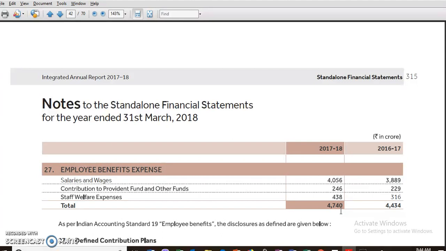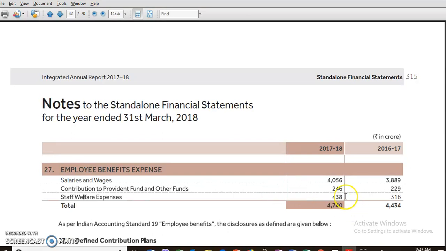Employee benefits and expenses here, they say, are divided into salary and wages and contribution to the provident fund. In some countries there may not be a provident fund, there may be other funds, or maybe there is no regulation from the government, but there are some social security benefits.